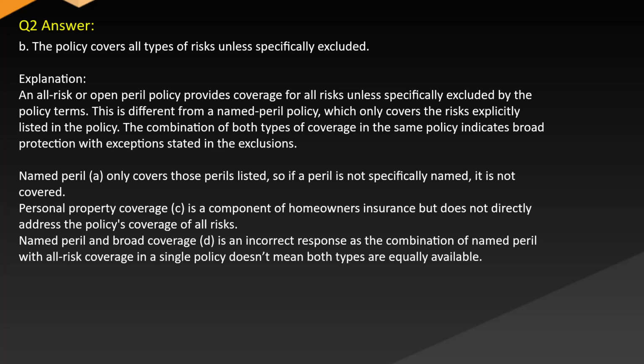Named peril, A, only covers those perils listed, so if the peril is not specifically named, it is not covered. Personal property coverage, C, is a component of homeowners insurance but does not directly address the policy's coverage of all risks. Named peril and broad coverage, D, is an incorrect response, as the combination of named peril with all-risk coverage in a single policy doesn't mean both types are equally available.